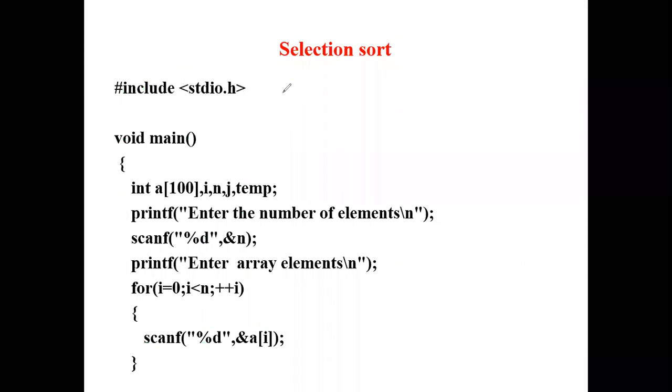So this is a program, okay, where we are swapping the array elements using a temporary variable. This is your declaration of the array. First enter the number of elements of the array. This is for entering the array elements, which we already discussed.